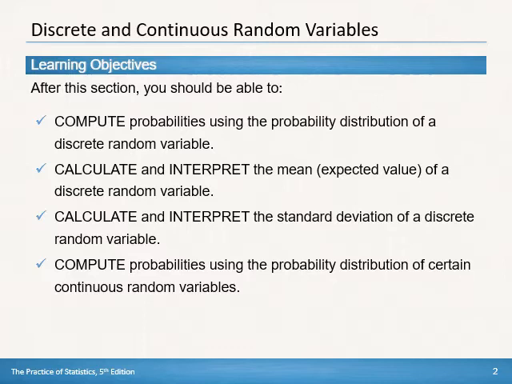All right, we'll talk about how to calculate and interpret the mean or the expected value for a discrete random variable. And we'll also talk about how to do the standard deviation for that as well. Our calculators will do that for the most part. It's a pretty tedious process, so we'll rely on our calculators for doing those calculations for the standard deviation. And then at the end of this section, we'll start talking about the continuous random variables as well.